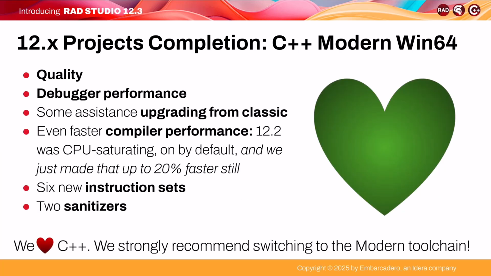So that's the polish and refinement and quality work for C++ Modern in 12.3. Lots of quality. I've spoken about features here, but by time, the vast majority of our effort went into really revising and ensuring everything was perfect, a full focus on quality. We have debugger evaluation performance. We have compiler performance again, and some assistance moving from classic to our recommended toolchain, the modern toolchain.